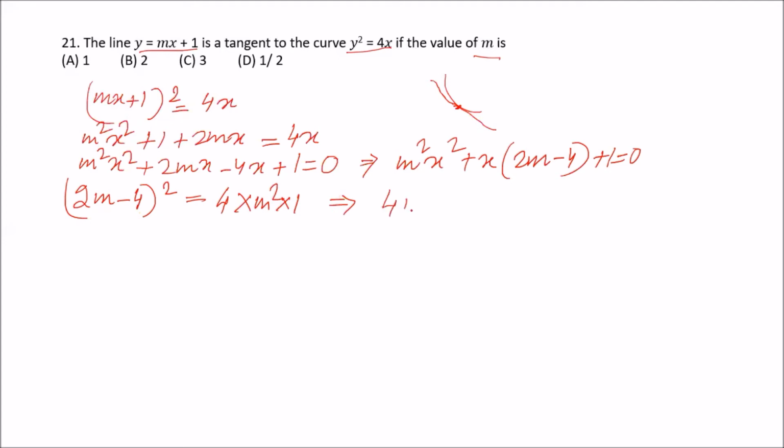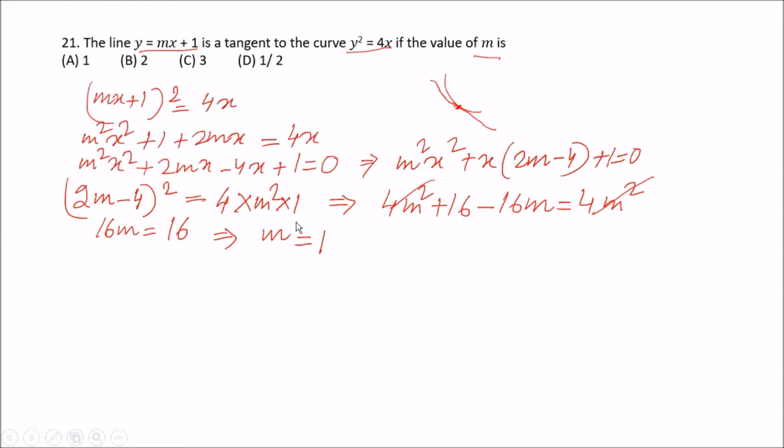This will be 4m square plus 16 minus 16m is equal to 4m square. So 4m square cancels. What you are getting? You are getting 16m is equal to 16. This gives you m is equal to how much? M is equal to 1. So A will be the answer.